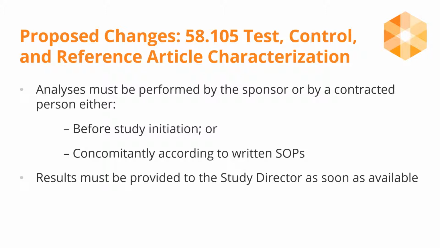As it relates to the test, control, and reference article characterization, analyses must be performed by the sponsor or a contracted person either prior to the study initiation or concurrently according to written SOPs. Results must be provided to the study director as soon as feasible.